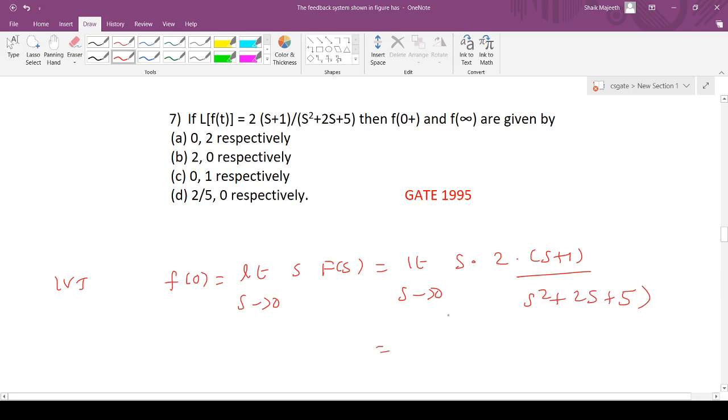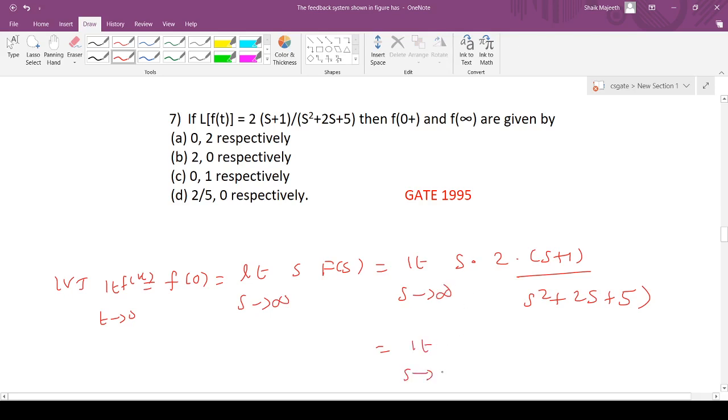So what is the thing? Limit s tends to 0, this s tends to infinity. Please note this. Okay, sorry, f of 0 means limit t tends to 0, f of t, so it will be s tends to infinity. So please change this. This is s tends to infinity. So infinity by infinity, we should not do like that.